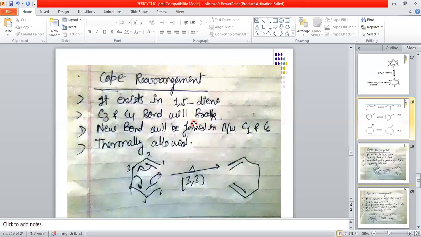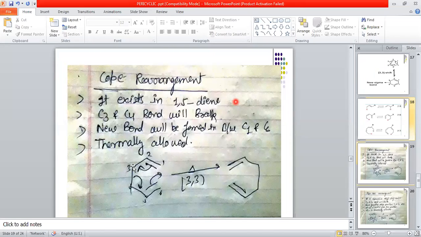If you are not able to understand my handwriting, I will provide a new PDF file in your Moodle today only. Now what exists in the 1,5-diene? This thing you have to remember. In the Cope rearrangement reaction, it is a 1,5-diene only. Here you can see 1, 2, 3, 4, 5. At carbon numbers 1 and 5 there is a double bond. So this Cope rearrangement reaction will be held in a 1,5-diene only.